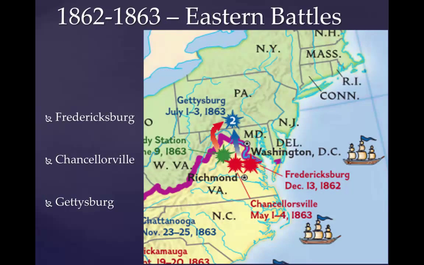So now we're going to be going into the later stages of the war, especially on the eastern side. You get some more action here, and the big fights are going to be at Fredericksburg, at Chancellorsville, and then ultimately Gettysburg. Looking at the map here, you can really see how the location is going to really affect things, especially at Gettysburg.